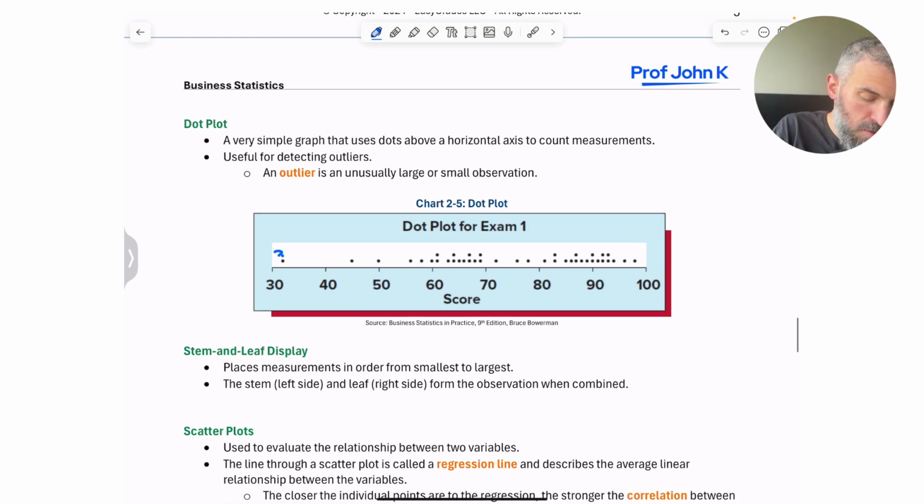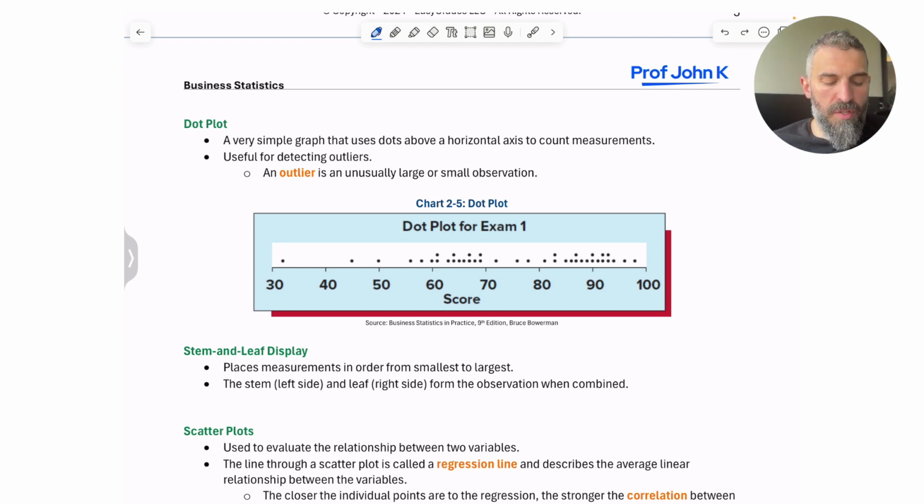So this could be 31. And there's only one respondent that said 31. Maybe this is 61, and there were two respondents that were 61. And this is 68, and there were two respondents that were 68. So every dot represents a thing, a person, an object, whatever it is that you're studying.